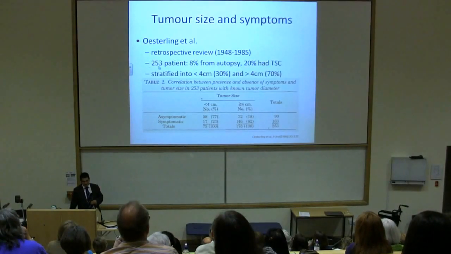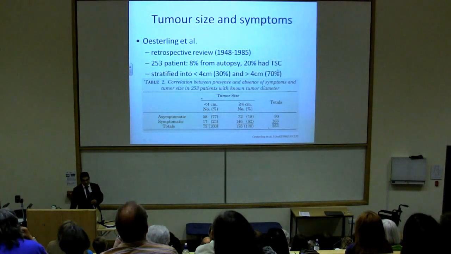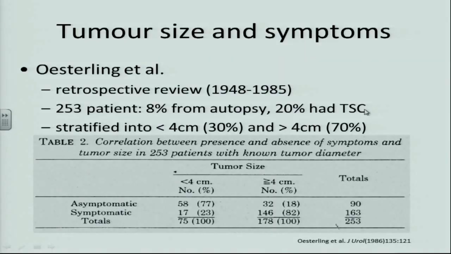Okay. Now, this is, for us, one of the landmark papers. So 253 patients. 20% of these patients had TSC AML. And they were re-stratified into those tumours that are less than 4 centimetres and those that are more than 4 centimetres. Now, you can see in the percentages I've put that represented less than 4 centimetres, a third of patients, and the majority were more than 4 centimetres. So there's already a bias there that in this group of patients they already had much larger AMLs.